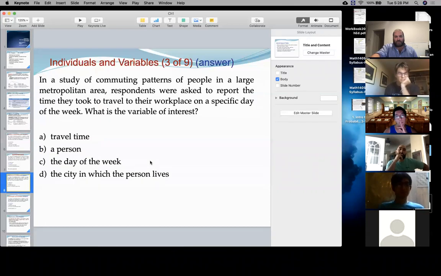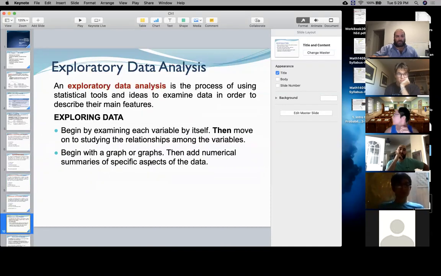And so I already answered this one. I kind of divined what the question was going to be. I said, what is the variable of interest? And the variable of interest is A, travel time. Okay. So, exploratory. So any questions so far? So far, so good?